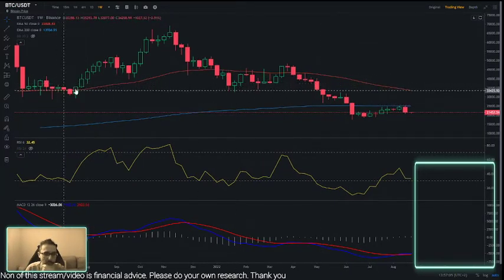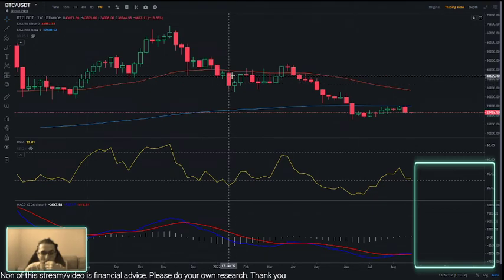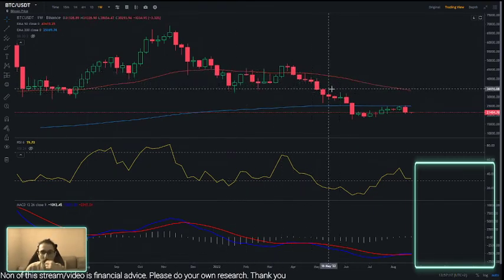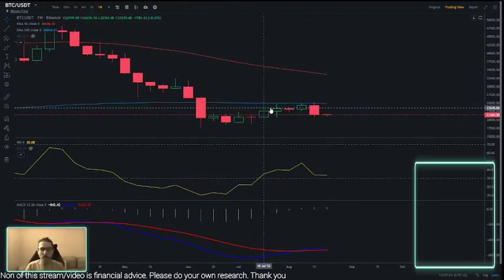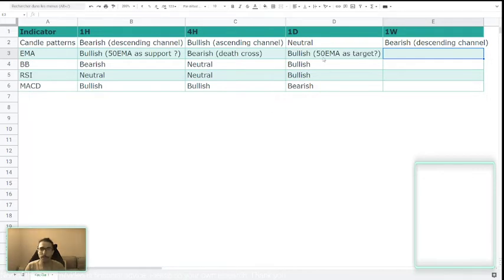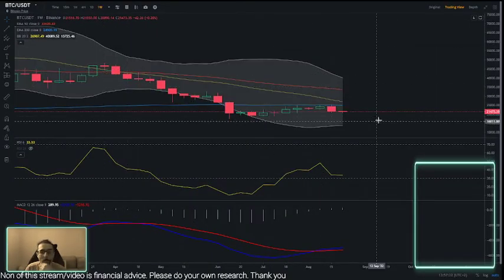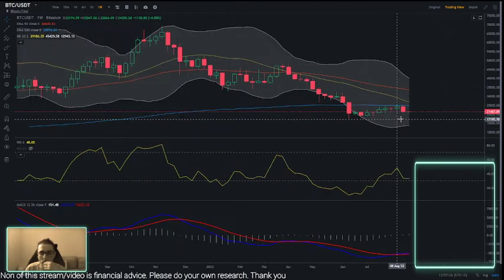As we can see here, again, the 50 has worked as support, support, support, boom, breakout, resistance, resistance, resistance, resistance, small breakout, and then we're just going down. So let's put, as we said before, maybe bullish, with the 50 as a target. Bollinger Bands, we are pretty much at the bottom of it, but not quite.